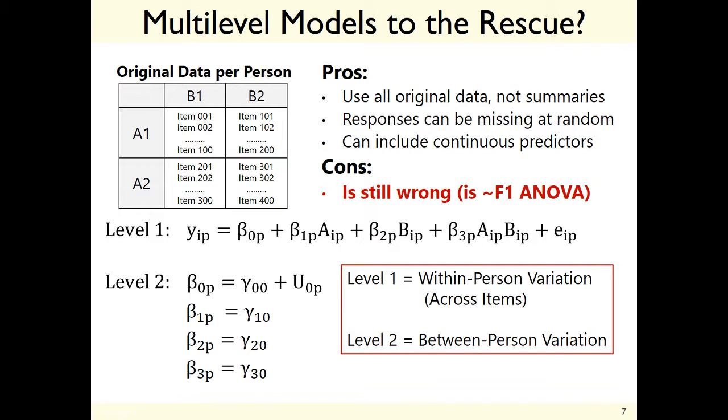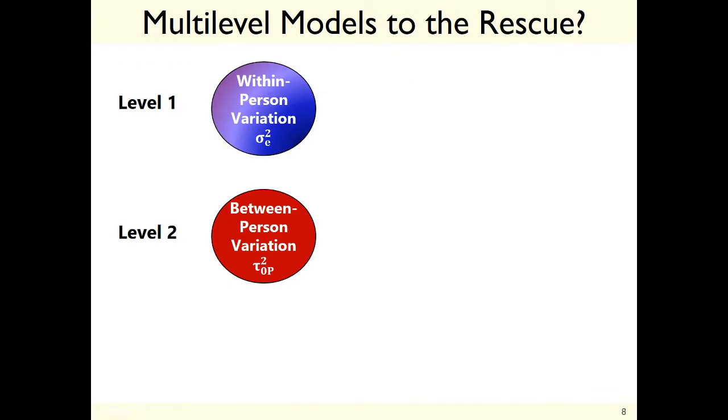This is the same thing as F1 ANOVA, but only using all the original data. I'm still treating only subjects as my random effect. So here's how we fix it. This is the way that I was thinking about it, as items as level 1 and persons as level 2. But actually, I could have thought about it as items at level 2 and persons at level 1. That would have been equally valid.